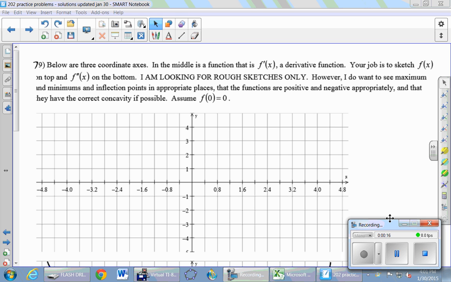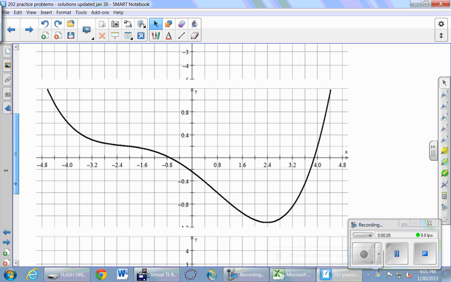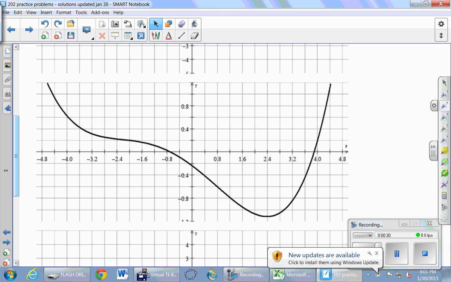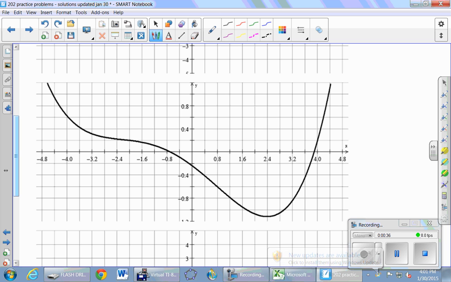However, I do want to see maximums and minimums and inflection points in appropriate places, that the functions are positive and negative appropriately, and that they have the correct concavity if possible. Assume f of 0 is 0. Okay, so this middle guy right here we're told is f prime, so we're going to use that. And up above we're supposed to graph f, and down below f double prime.